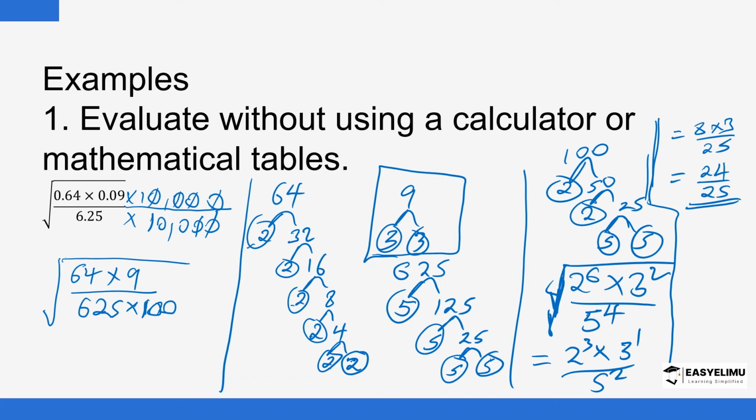You can decide to leave the answer in fraction form, or you can convert it back to decimal by using the long division method. Either can be accepted.